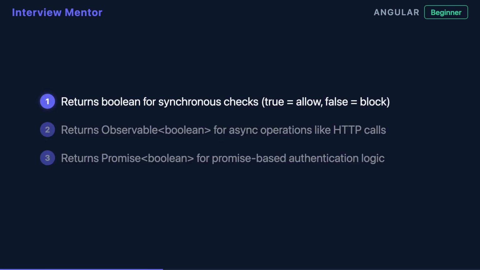It returns one of three types: a Boolean for synchronous checks, an Observable of Boolean for async operations like HTTP calls, or a Promise of Boolean for promise-based logic. If the return value resolves to true, navigation proceeds. If false, navigation is blocked and the user stays on the current page.